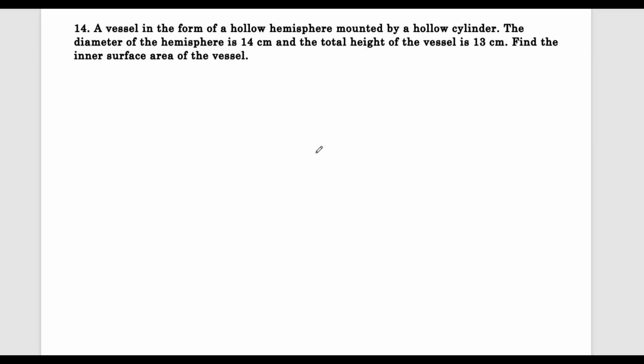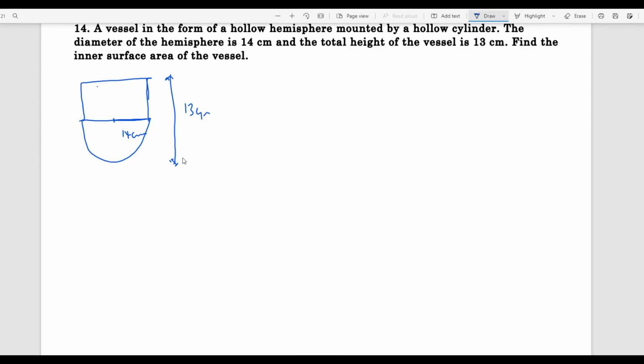A 3-mark question from the unit. A vessel in the form of a hollow hemisphere mounted by a hollow cylinder. The diameter of the hemisphere is 14 centimeters and the total height of the vessel is 13 centimeters. Now find the inner surface area of the vessel.